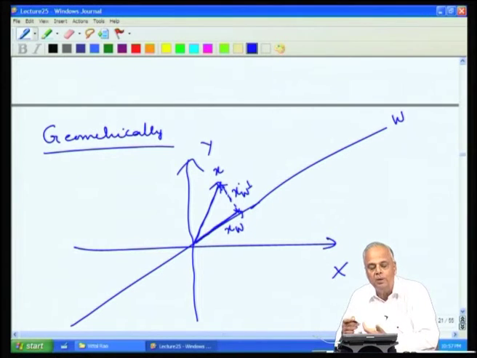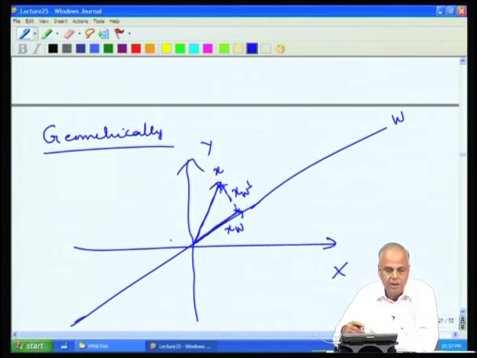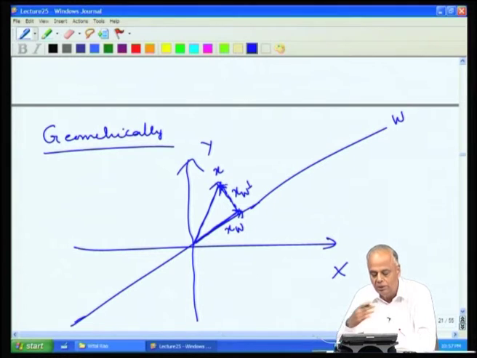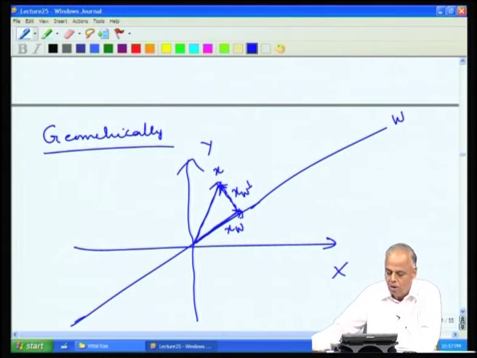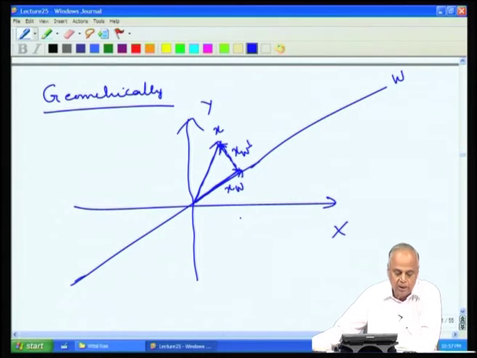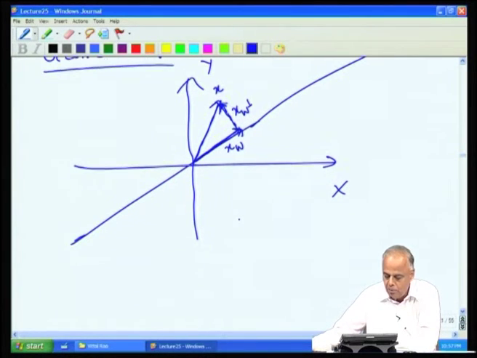And this is what is now generalized in the setup of R^k. The line is replaced by a subspace W, and this orthogonal dropping is the orthogonal projection, and the difference is the projection onto the other space. So, this is the generalization of the simple projection idea which we have in geometry.